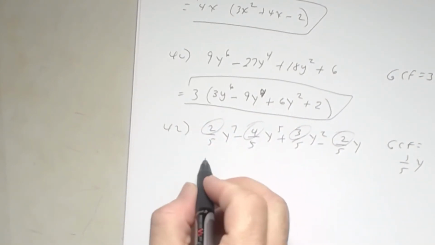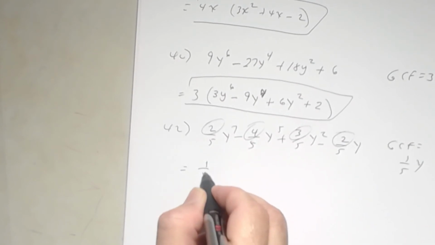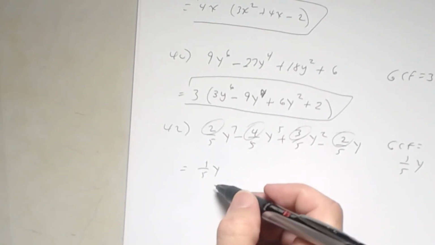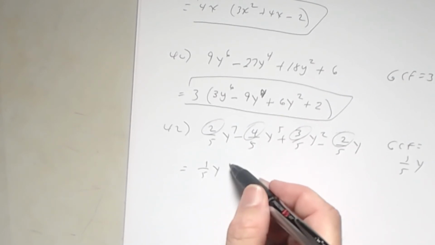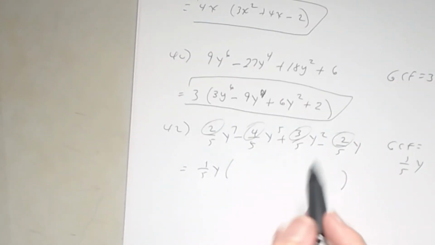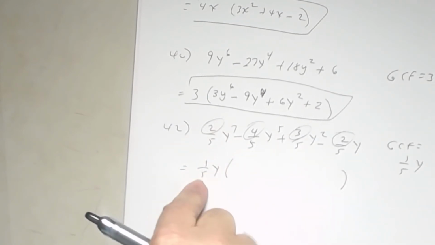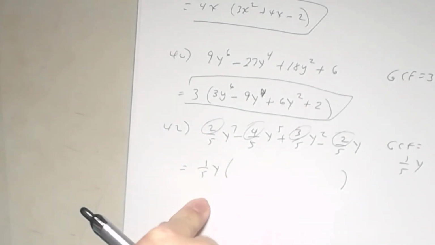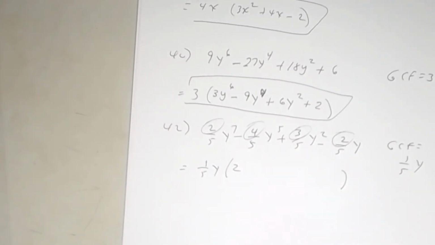Okay? All right. So you're going to say 1/5 y. Now it's going to be a little bit harder for some of you if you don't remember how to multiply fractions. 1/5 y times what? Well, let's do the 1/5. 1/5 times what's 2/5? 2. Good, 2. Y'all agree? 1/5 times 2 is 2/5.